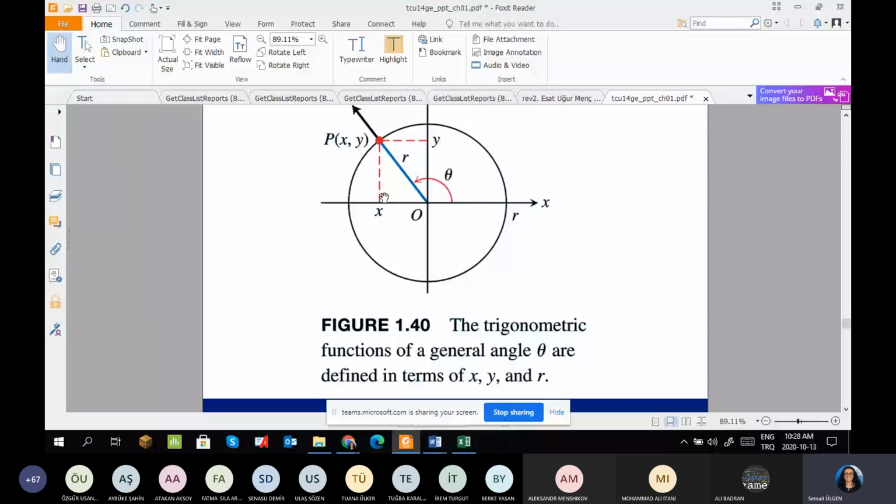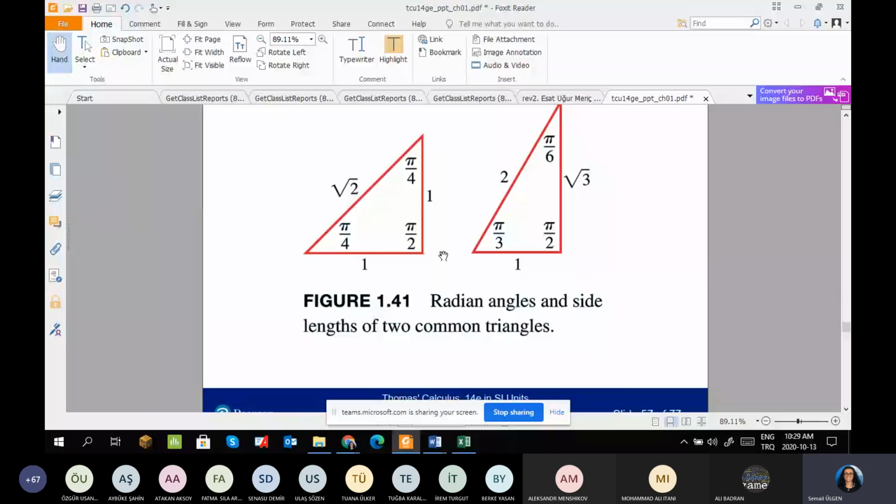And these are well-known right angle triangles. This is pi over 2, pi over 4, pi over 4. The sides are 1, 1, square root of 2. And this one has sides 1, square root of 3, 2. Or you can call it the 30 degrees, 60 degrees triangle. You can also call it the pi over 4 right angle triangle. These are common triangles we use often.